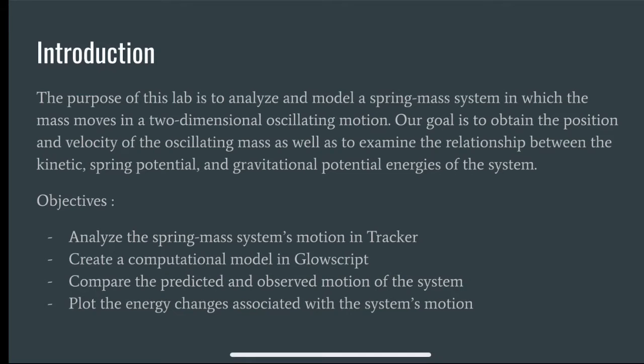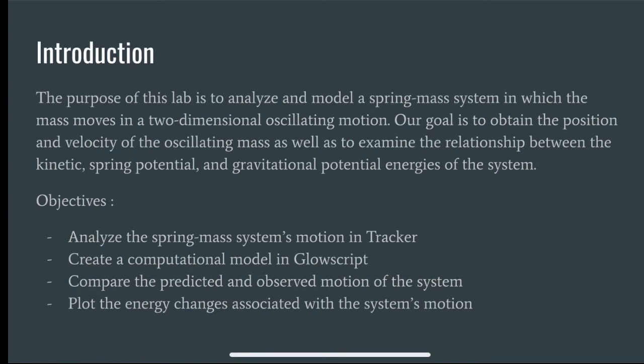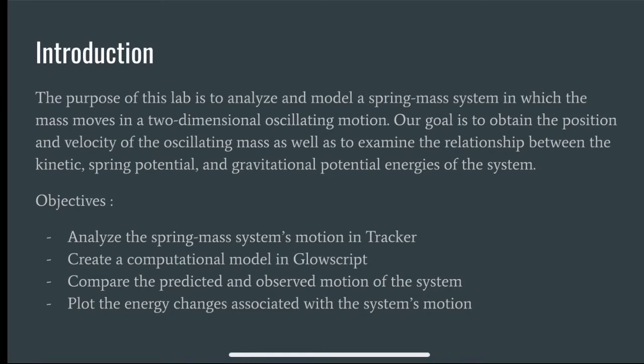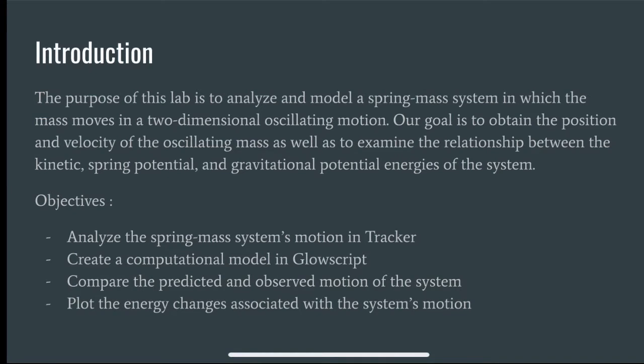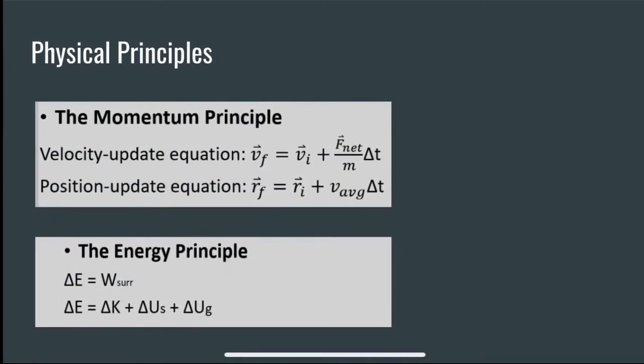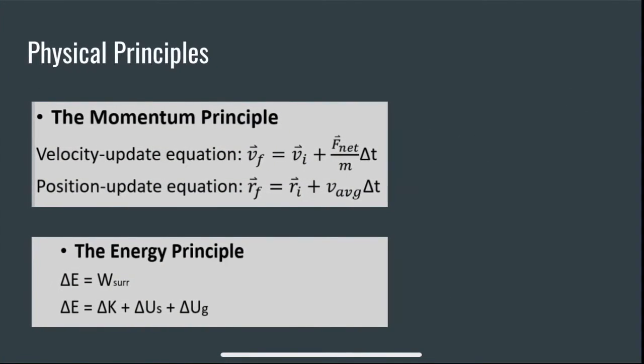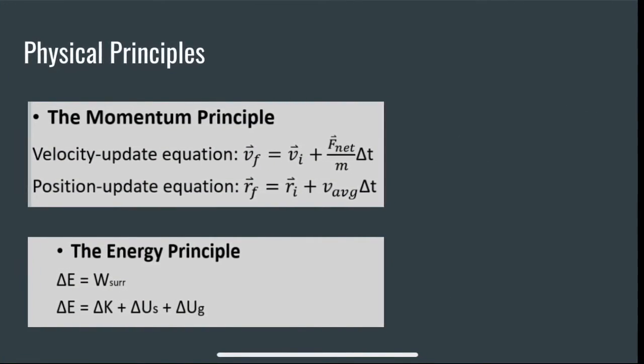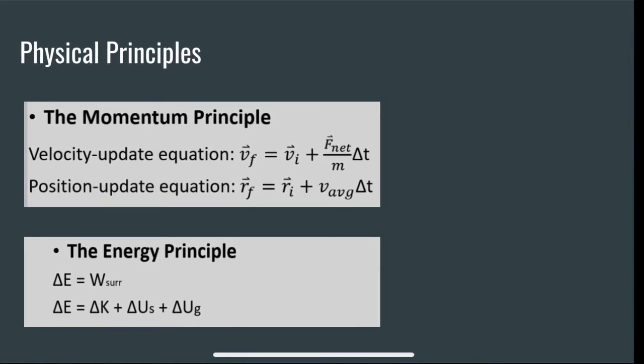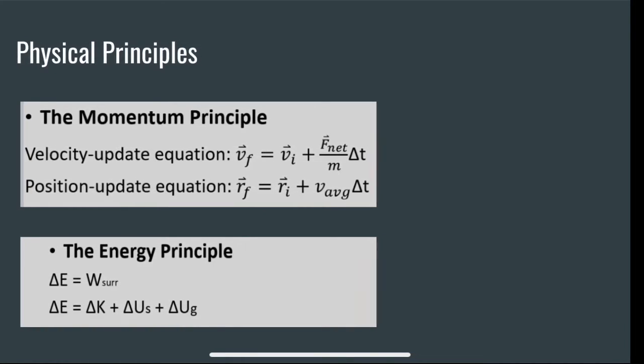So again, our objectives are to analyze the spring mass system's motion in Tracker, then create a computational model in GlowScript. We want to then compare the predicted and observed motions of the system, and then lastly, we want to plot the energy changes associated with the system's motion. The physical principles in this lab consist of the momentum principle, Newton's second law, specifically the velocity update equation and the position update equation, and then also the energy principle.